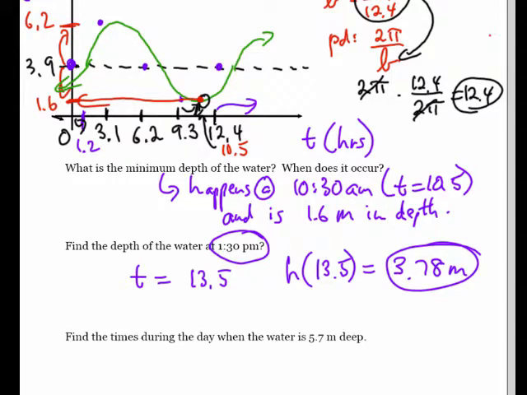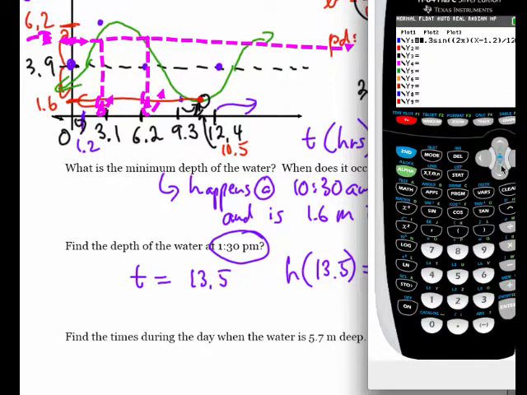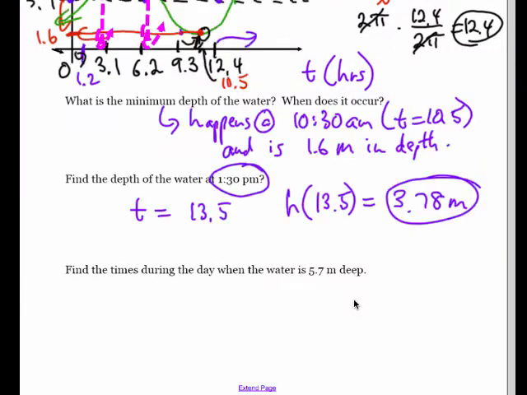So now the question is reversed. We want to know at what time is the depth of the water 5.7 meters. Well, again, on my hand sketched graph, 5.7 meters would be right around there. And if I sketch across, I can see that there's a bunch of times when that happens. But let's use our calculator because we can get this more accurately. And we're going to do this by setting our equation equal to 5.7. In other words, we're trying to find the values of t that make h 5.7.